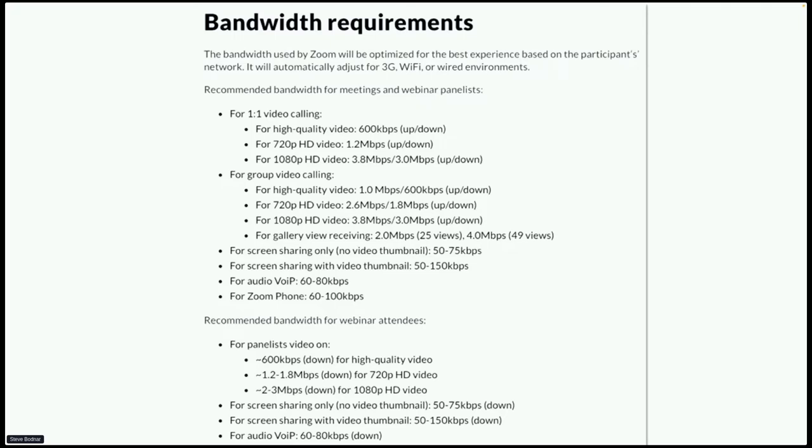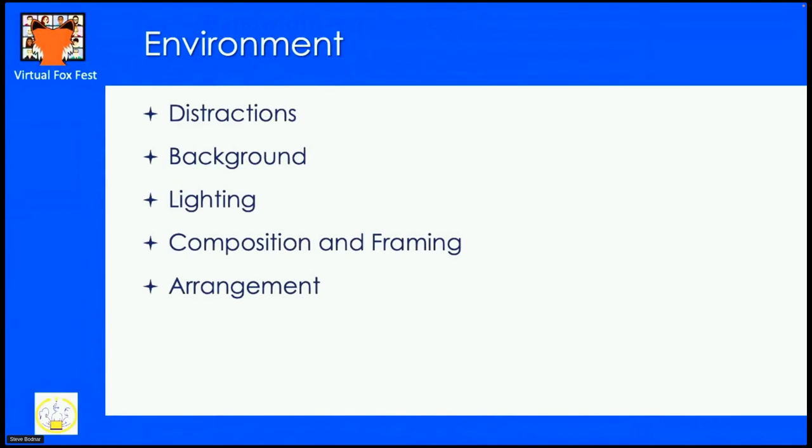So internet is important. Other things about your environment. So distractions, we already talked about system distractions, like turn off your email, turn off Facebook, turn off all those things, turn off your phone. If you are in a public space, do what you can to isolate yourself and better yet, don't be in a public space. Your background is important.